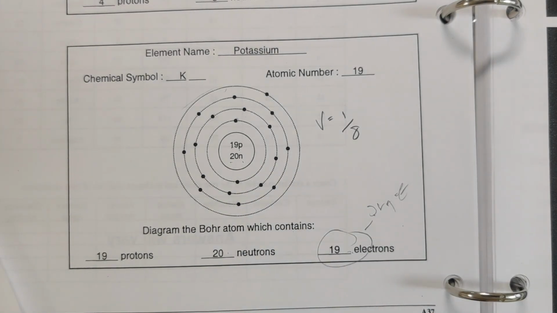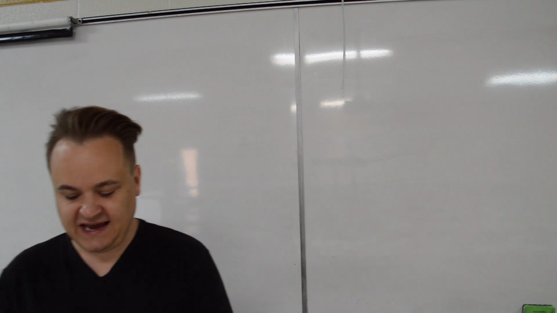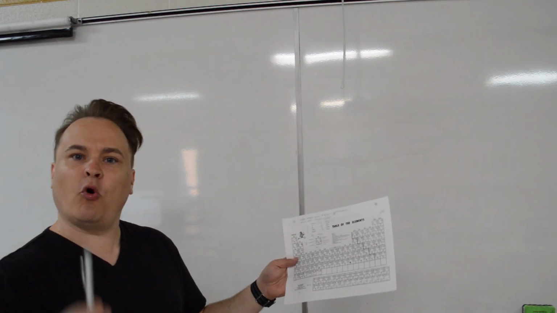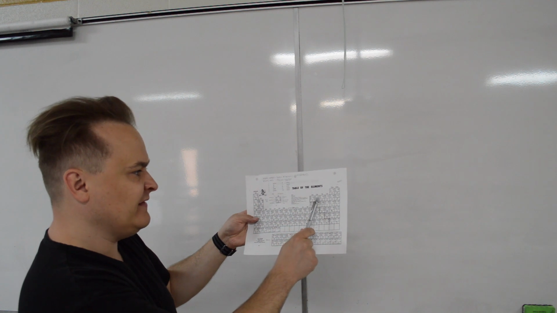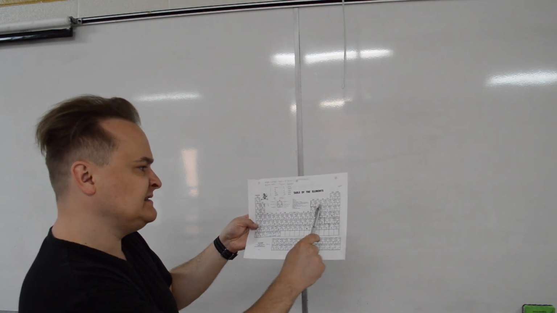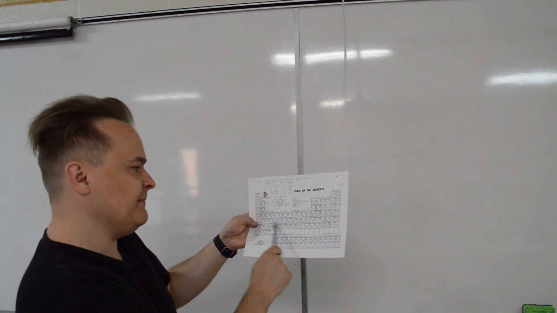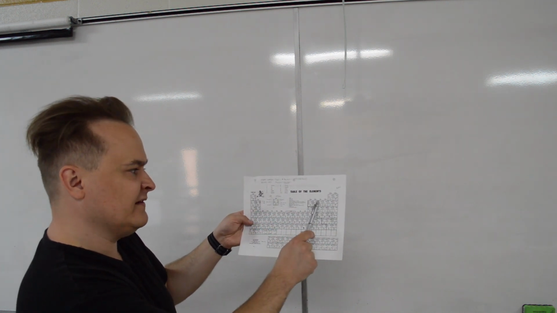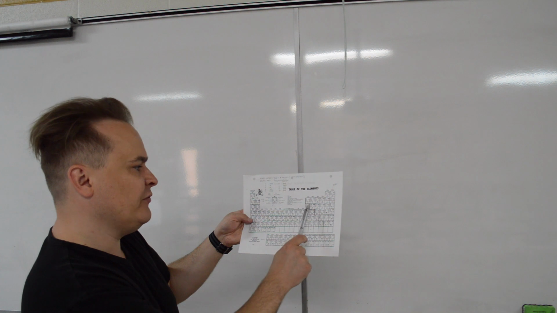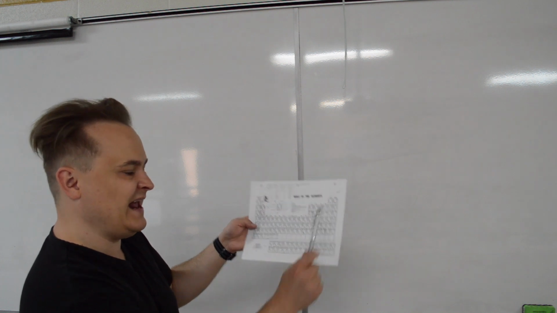That is pretty cool. Your assignment today is to take the periodic table and draw Bohr diagrams for 1, 2, 3, 4, 5, 6, 7, 8, all the way till 18. Skip the middle, obviously, but do 1 through 18.